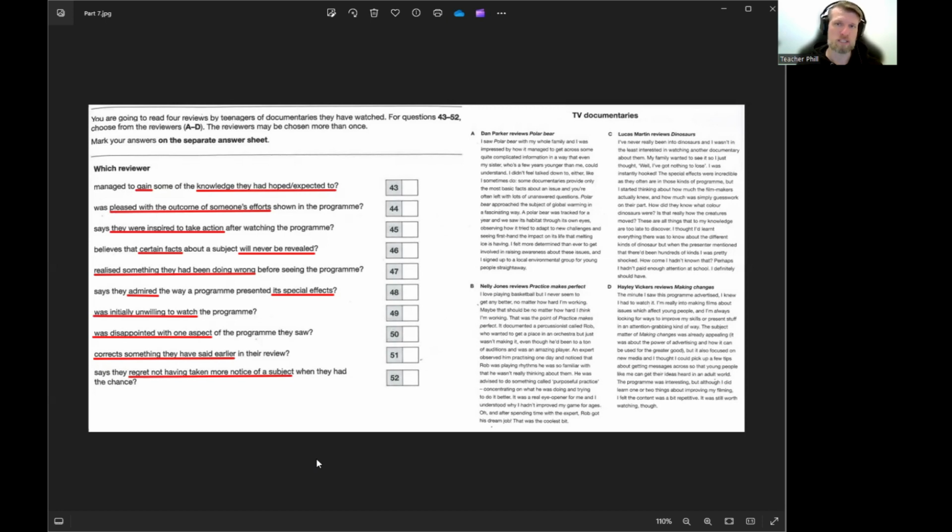I would always go text by text, meaning that you start with text A, read it once or twice, and you try to find all the questions that you can answer in this part of the text. Then you move on to text B, do the same thing, then C, and then D. This has several advantages. First of all, you don't need to read that much.